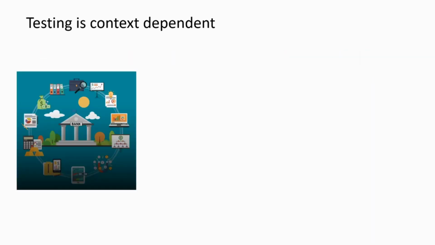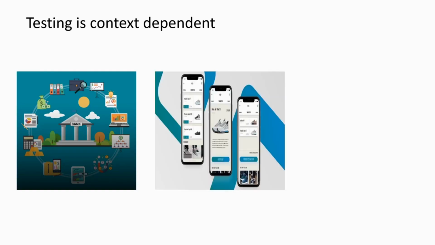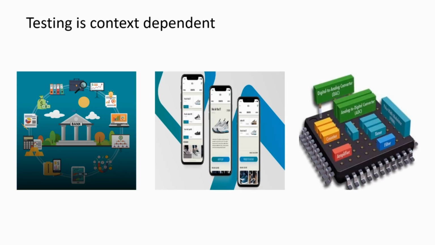Another principle is testing is context dependent. This is very simple. For example, you have three different kinds of application. The first application is a banking application. The second is a mobile application, which is an e-commerce application on mobile. And the third one is an embedded system application. For all these applications, the challenges are different.